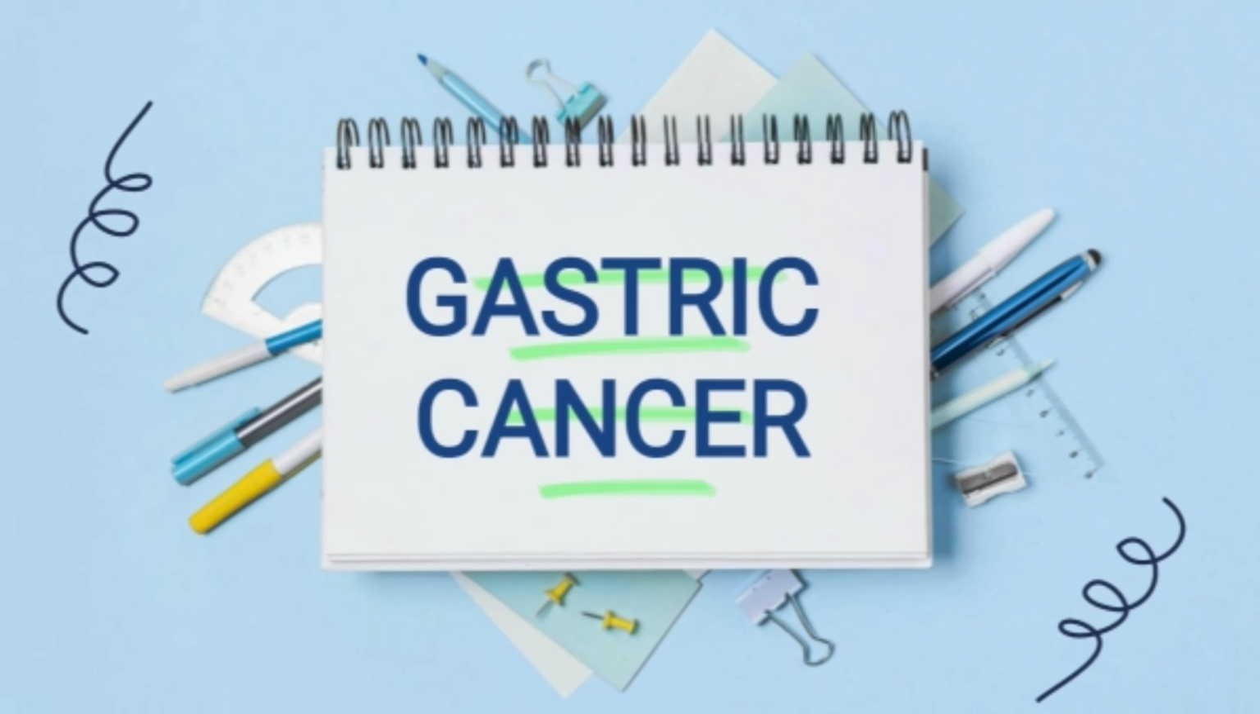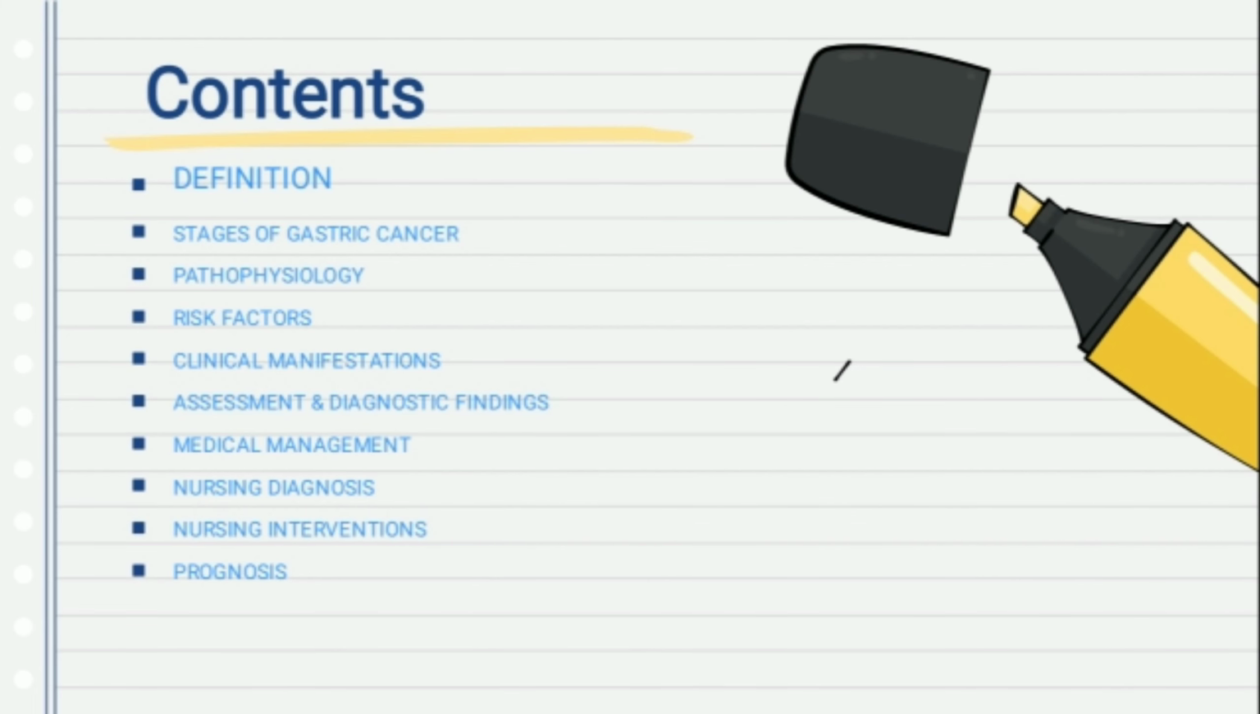Gastric cancer. In this presentation, the contents are the following. First, the definition, followed by the stages of gastric cancer, then the pathophysiology, the risk factors, the clinical manifestations, the assessment and diagnostic findings, the medical management, the nursing diagnosis and nursing interventions, and lastly, the prognosis.